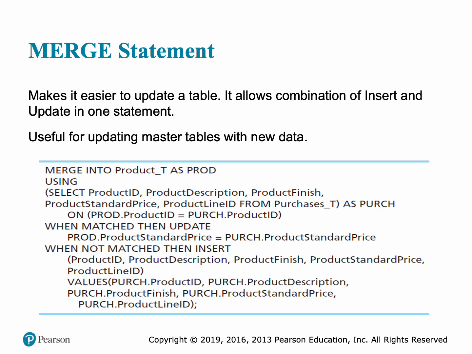Merge into product T as prod using select product ID, product description, product finish, product standard price, product line ID from purchases T as purch on, and then this list goes on the screen. It is given to you to look at.